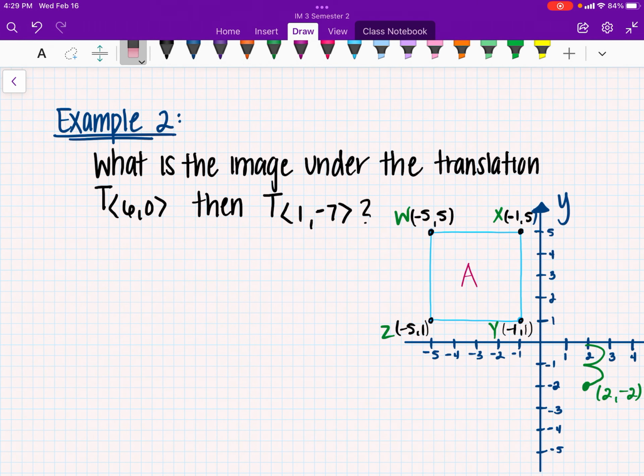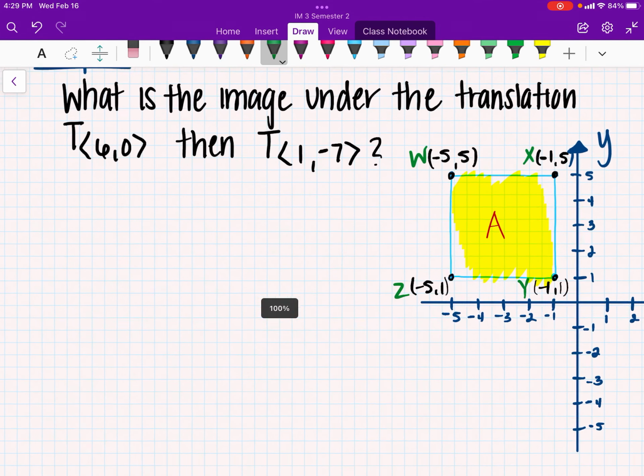And in this case, guys, we want to translate the object, in this case our shape, which is this square, W, X, Y, Z. Now, in this case, they are asking us to do a translation of 6, 0, and then from there, we'll also do another translation here.